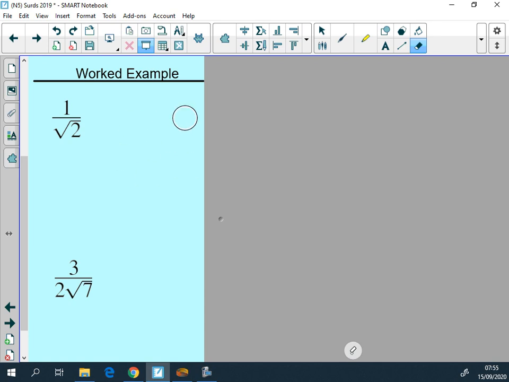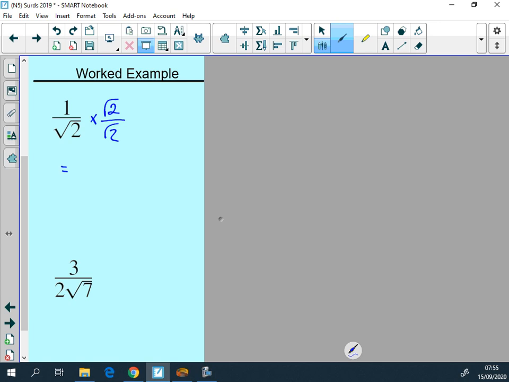Now, what I can say here is, I'm going to times that by root 2 over root 2. Whilst it may look like I'm changing it, all I'm doing there is timesing that by 1. If you're timesing something by 1, you're never changing it. So whilst it looks like I might be changing it and it will change the appearance of it, I'm not actually changing the number at all because I'm multiplying it by 1.